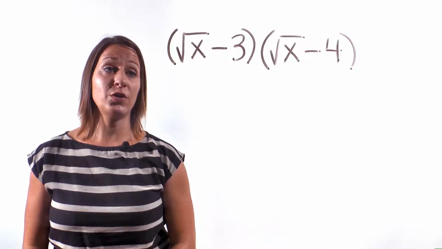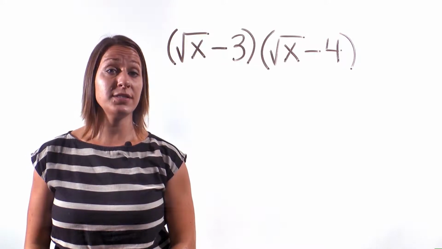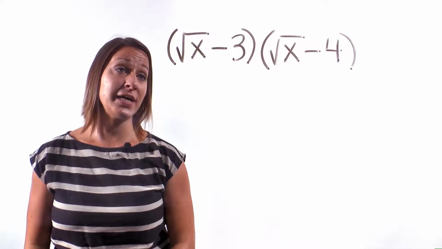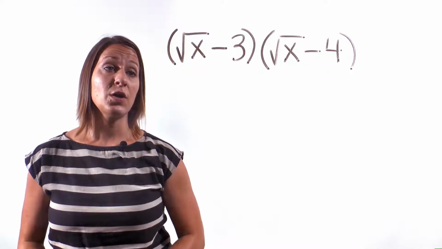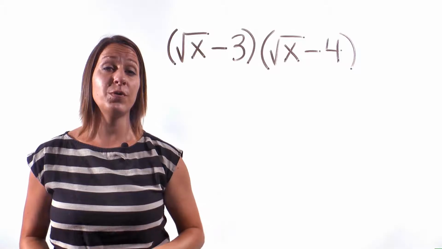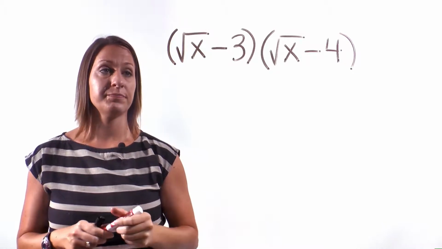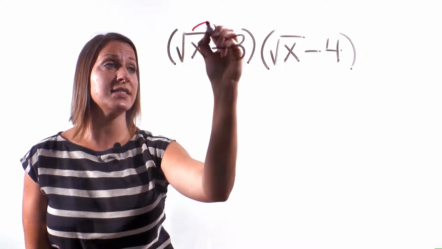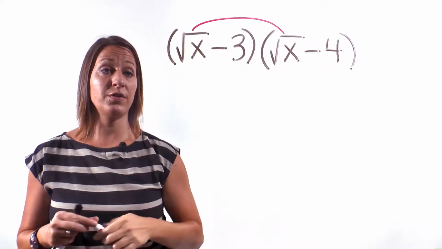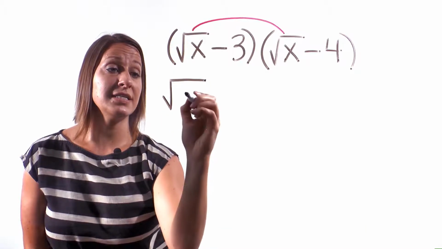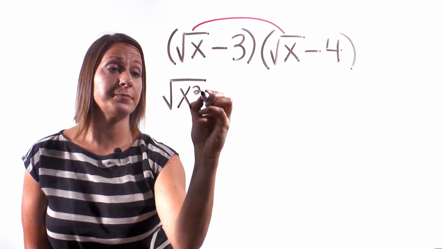We have the binomial square root of x minus 3 times the binomial square root of x minus 4. We're going to multiply both terms in the first binomial times both terms in the second. So let's begin. We'll multiply the square root of x times the square root of x, which is the square root of x squared.